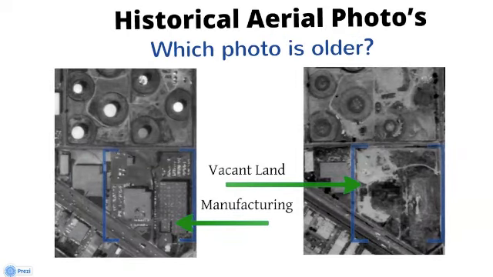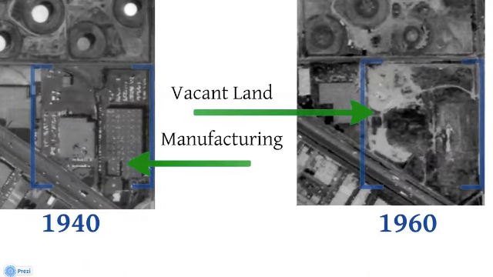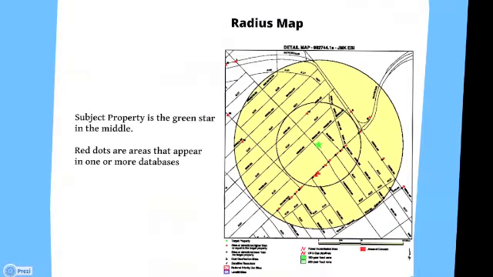Historical aerial photos are a great resource for determining the site history. Oftentimes, clients tell us the property was vacant before the current structure was built. This example shows the photo on the left has a structure on the property within the blue box. The photo on the right is the same property 20 years later, showing vacant land with no trace of the previous building.